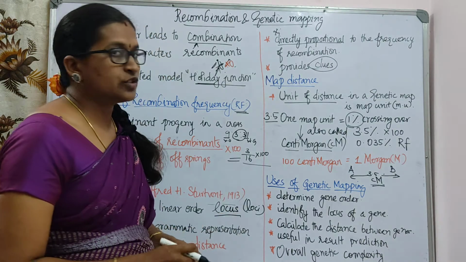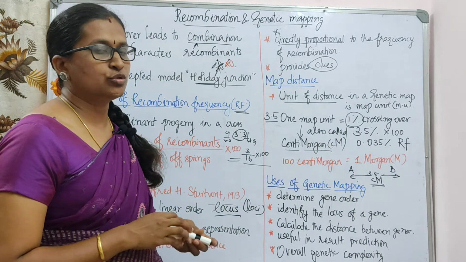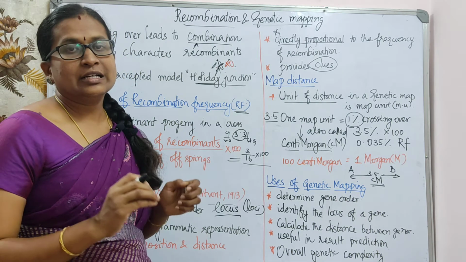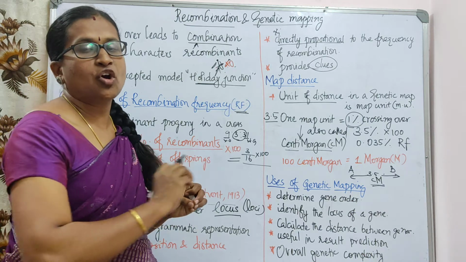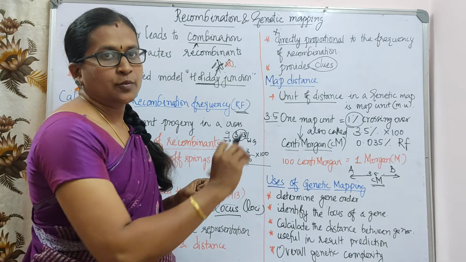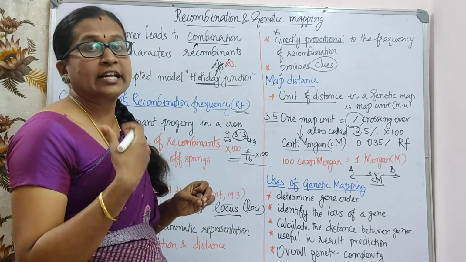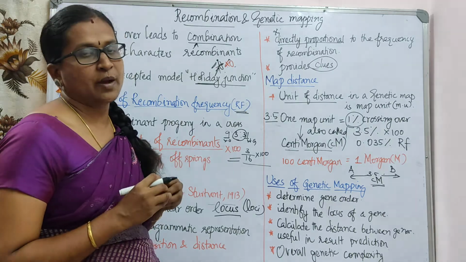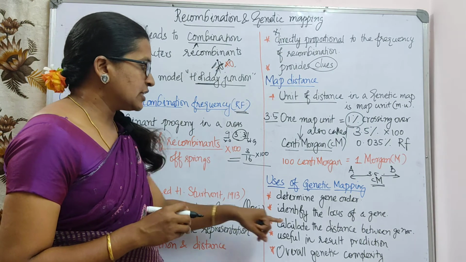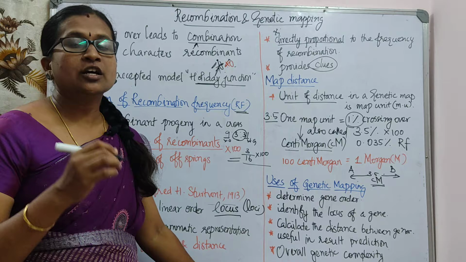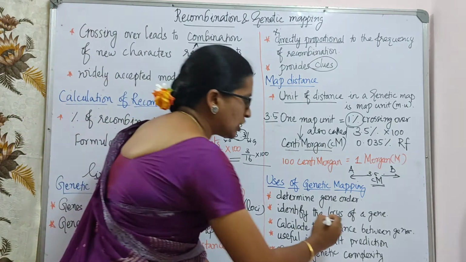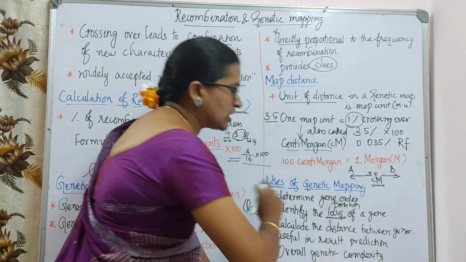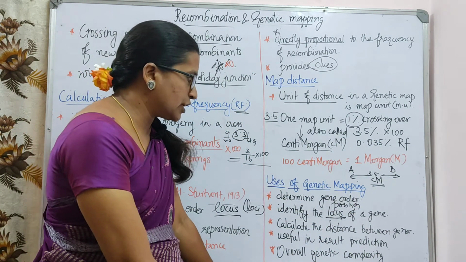So what are the uses of genetic mapping? Why do we want to do genetic mapping? The first and foremost thing is to find the gene order, in which order it is present. What are the protein-expressing genes or character-expressing genes, where are they present. For that determination, gene mapping is very useful. And the second thing is to identify the locus of that particular gene. Locus means the particular position where it is present in that linear order. For that it is very, very useful.